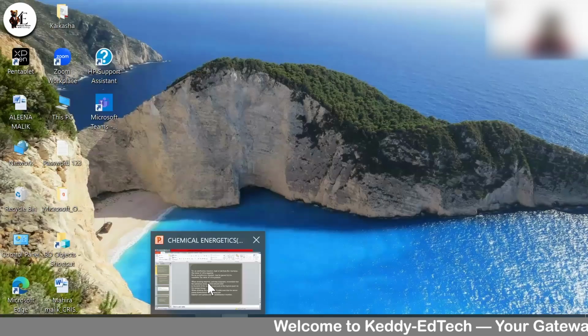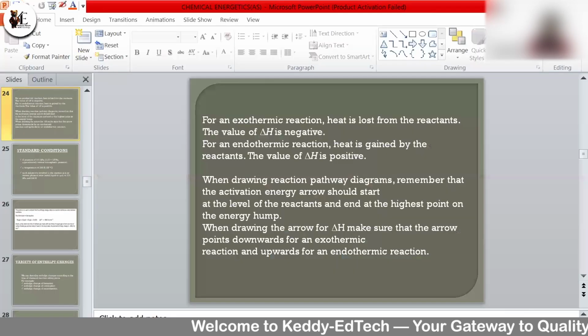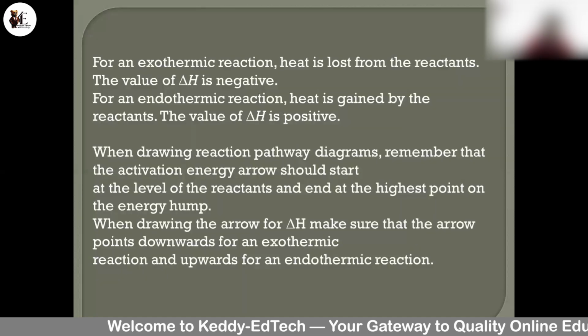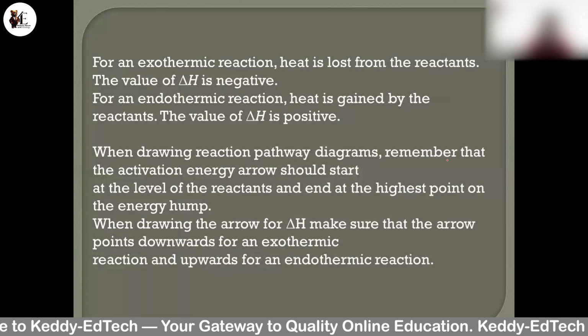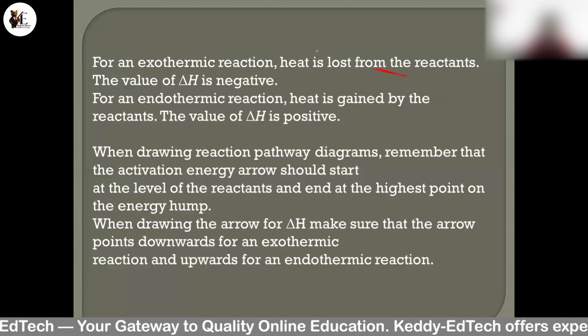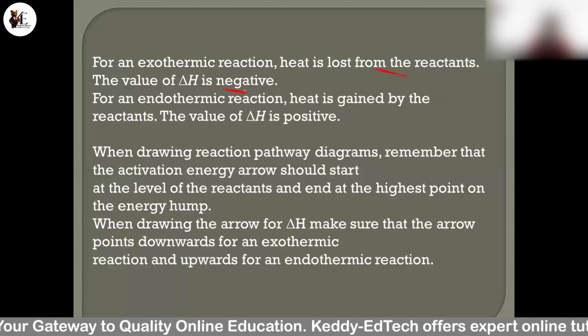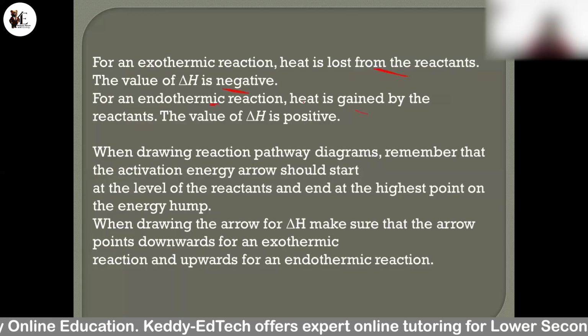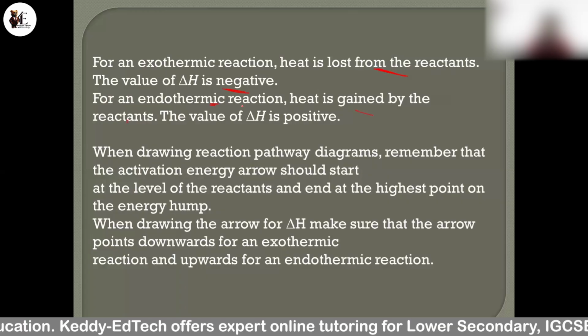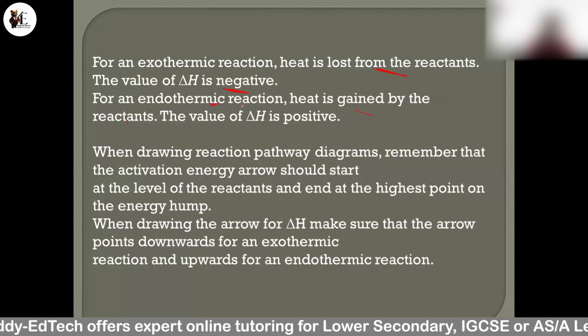Last class we discussed exothermic and endothermic reactions, enthalpy changes and their reaction profile diagrams. We have already studied that for an exothermic reaction, heat is lost from the reactants, so the value of delta H is negative. And for an endothermic reaction, heat is gained by the reactants, so the value of delta H is positive in this case.